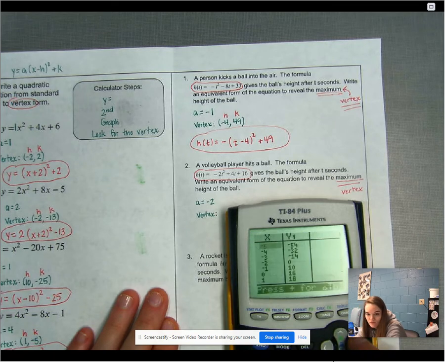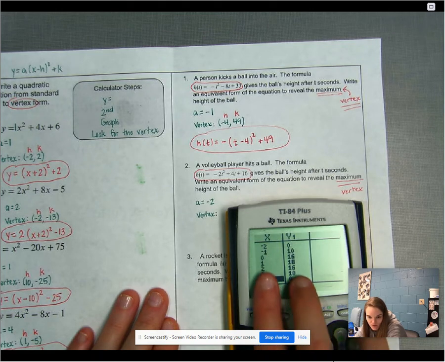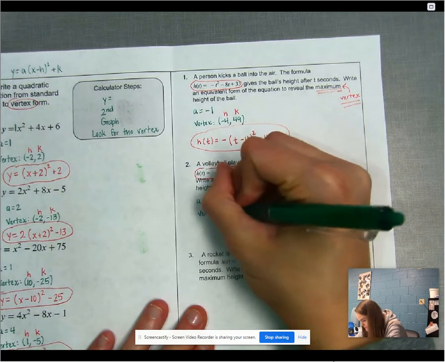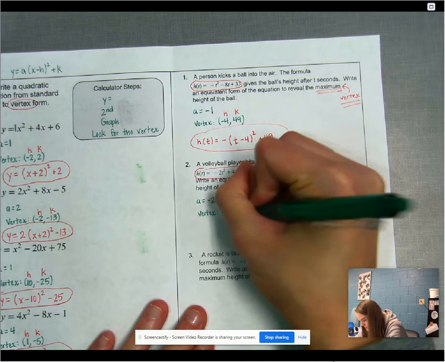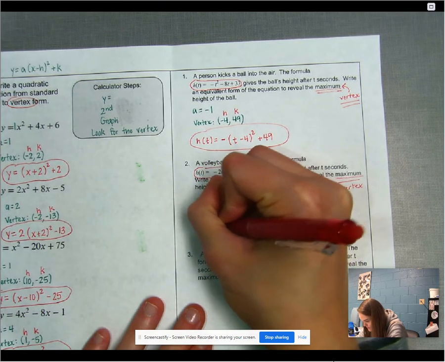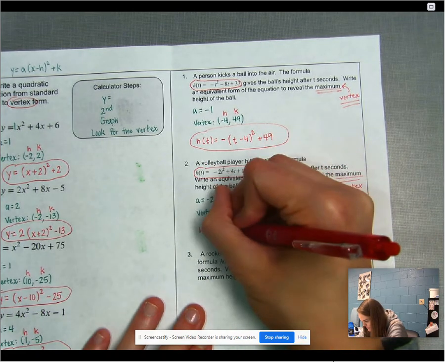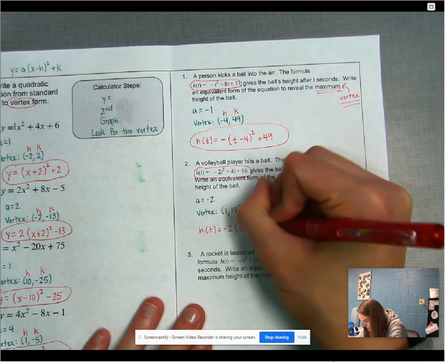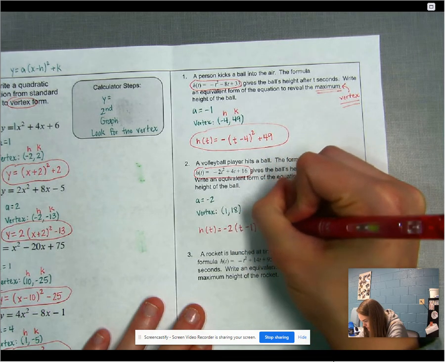Second graph. I don't see it here. We might have to go down. Since it's the ball's height, it only makes sense that it's positive. Okay, here it is, 1, 18. Okay. We're using h of t again. H of t equals negative 2, t minus 1 squared plus 18.